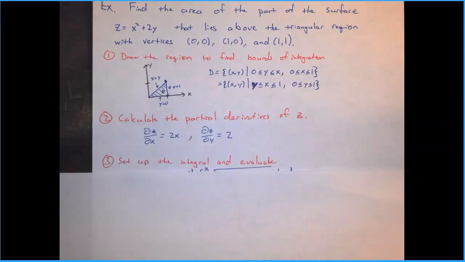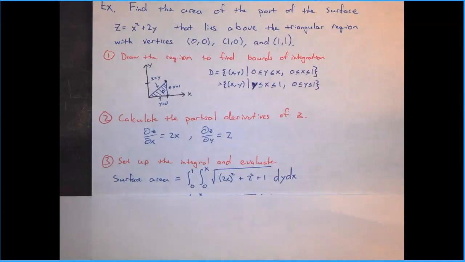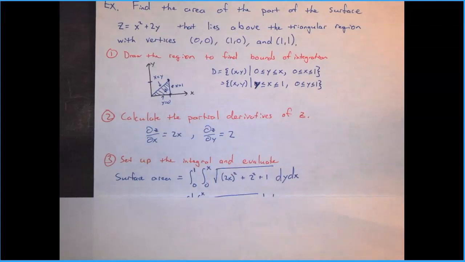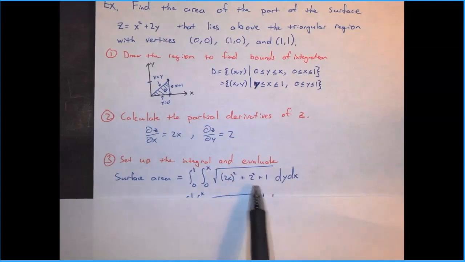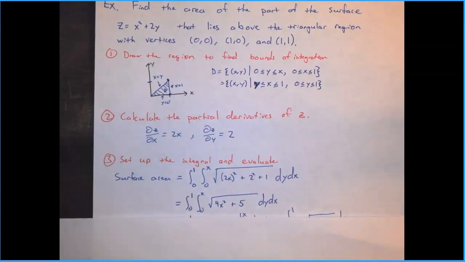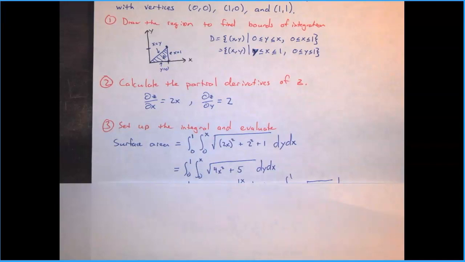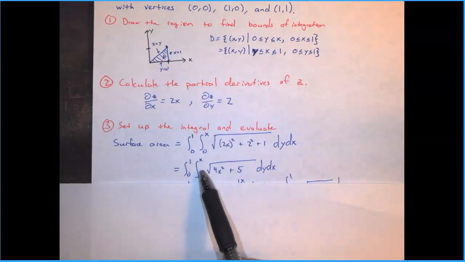Then I want to set up my integral and evaluate. Well, my integral, I already have my bounds from step 1. I'm actually going to integrate with respect to y first. You'll see why in a minute. So in y I'm going from 0 to x, and in x I'm going from 0 to 1. And then I have the square root of (2x) squared plus 2 squared plus 1. Well, (2x) squared is 4x squared. 2 squared is 4. I add that to 1, I get 5. And now you can see why I'm integrating with respect to y first. If at this point I was integrating with respect to x first, there's not much I could do, because to use a u substitution, I need an x sitting out front here.